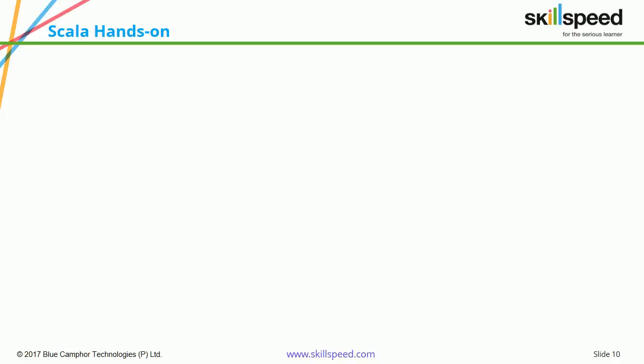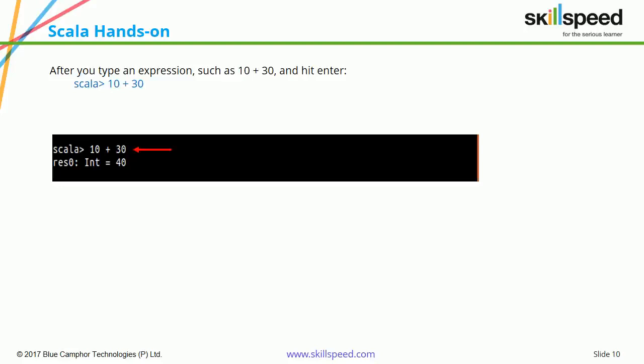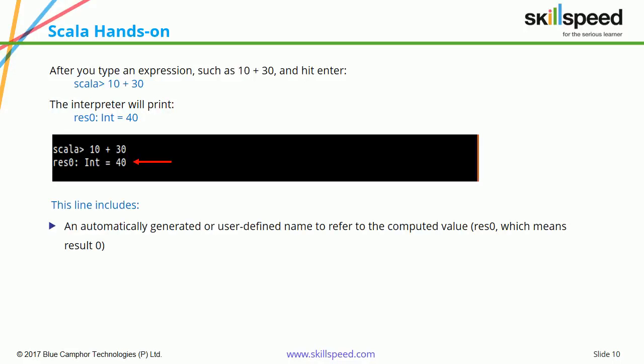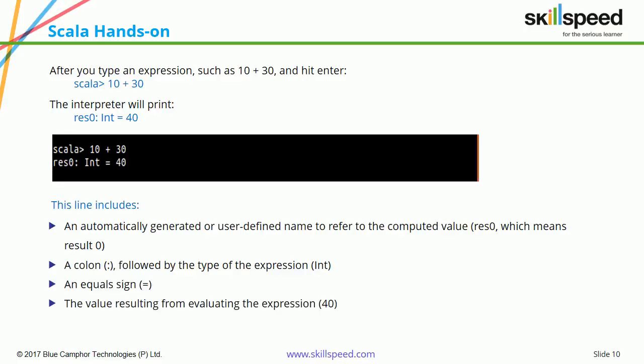Now after this, let's try to experiment with Scala. You can simply type something like 10 plus 30, and if you hit return, you can easily see that Scala will automatically calculate the result and show you which is number 40. But there are some interesting points that you have to note down from this particular example. First of all, in the result, you can see something called res0. This is the automatically generated system variable, which means result 0. And as you can see, Scala has automatically assigned a variable of type integer for your result, and the result is 40 here. So this is the type inference of Scala. Whenever you are typing something, Scala will automatically infer the data type.